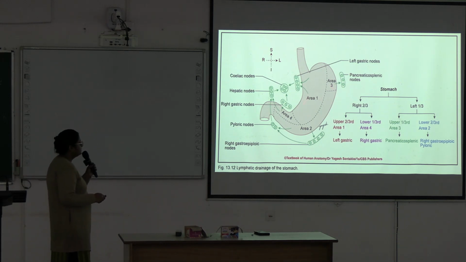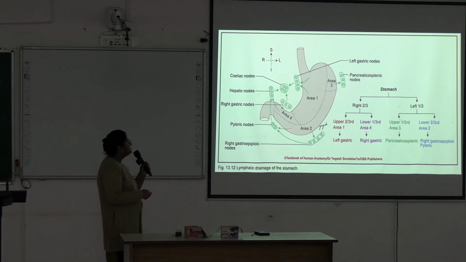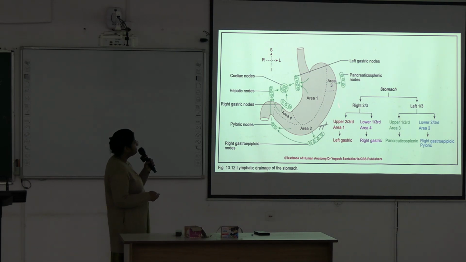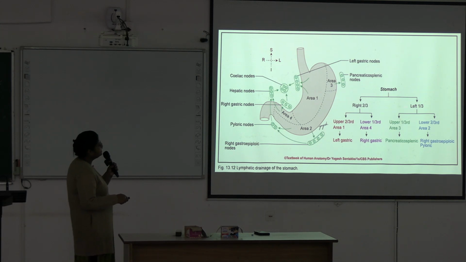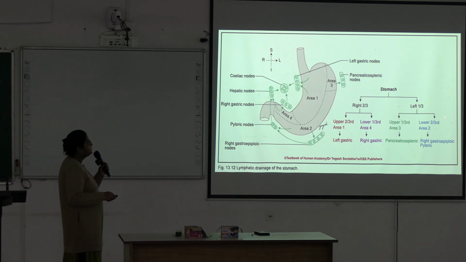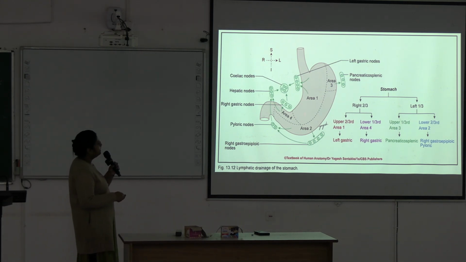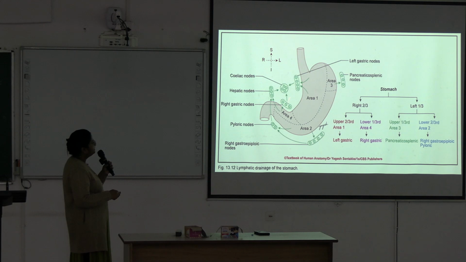these zones are named differently here, area 1, 2, 3, 4. So the stomach is divided into right two third and left one third. This is right two third and this is left one third. Right two third is again divided into upper two third, that is area 1, and lower one third is area 4. So upper two third is the left gastric area. Here lies the left gastric artery.